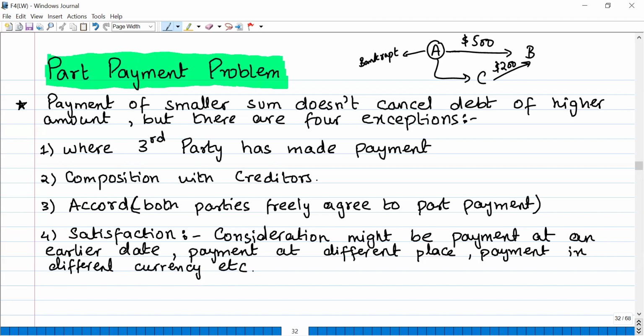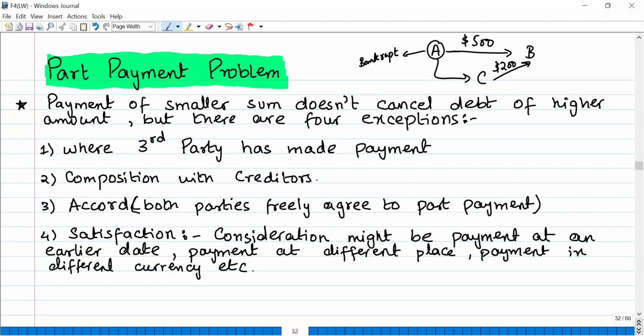Why? The law says that he cannot get $500 from A, right? But if some third party is paying on behalf of A, whatever amount he is paying, B should have that amount, because it is better to get something rather than nothing. So B should get that amount. So the payment made by the third party of a lesser amount can cancel the complete debt of B. The first exception. The third party payment is considered as extra consideration. It's considered as valid extra consideration to cancel the larger debt.